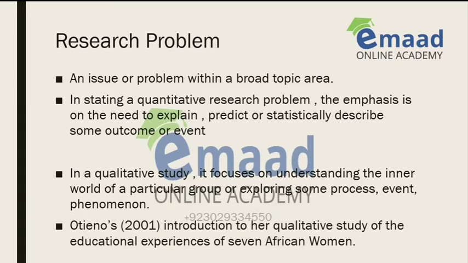Here is an example of a research problem in a qualitative study. So Otionos, 2001, this is a wonderful research article. And in that introduction, the researcher says, introduction to her qualitative study of educational experiences of 7 African women. So this researcher made a wonderful problem, she elaborated. And what was this article about? It was about 7 African women and their educational experiences. It was a study of how women are not given equal opportunities for study, like in African culture.